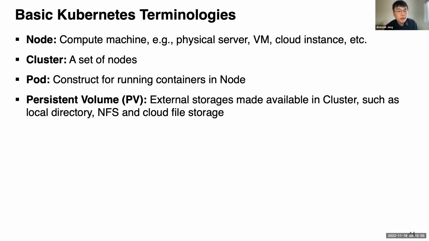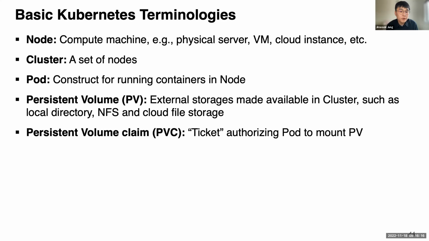And in Kubernetes, storage resources are also abstracted by the persistent volume concept. In other words, a persistent volume is an external storage available in the cluster, such as a local directory, network file system, and cloud file storage. And once we have this persistent volume, to use it in a pod, we need a persistent volume claim, PVC for short. And we can consider a PVC as a ticket to authorize a pod to use a PV as its storage.